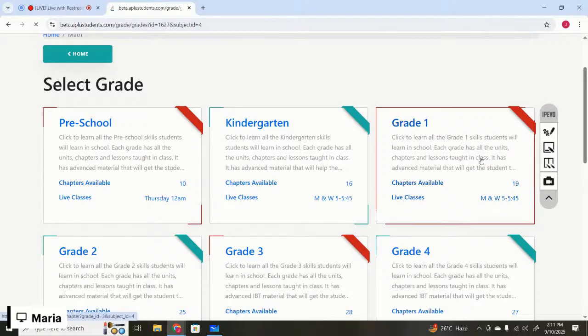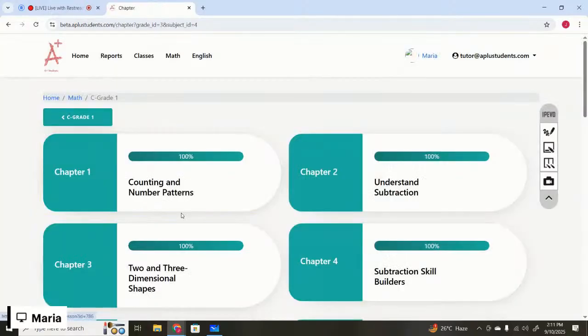So you already have the time mentioned over here for the classes. Remember the time, everything is mentioned on the website.